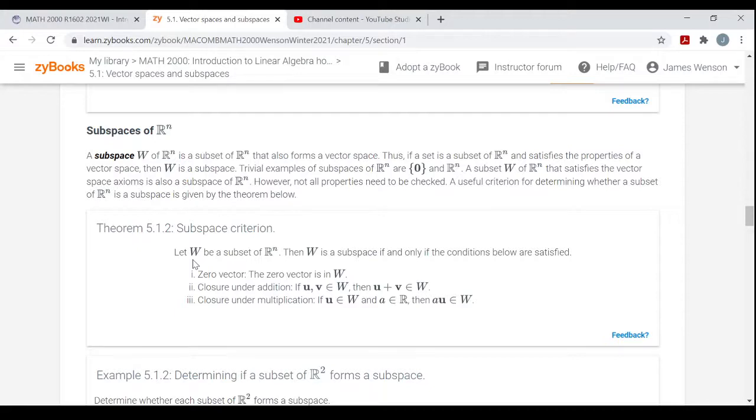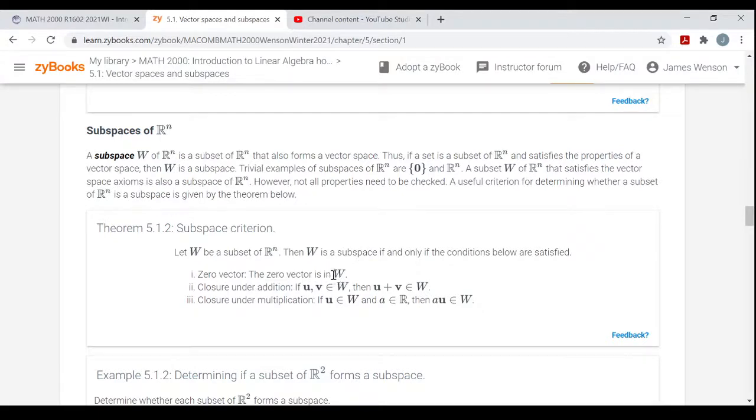So here's a theorem. Let W be a subset of Rn. Then W is a subspace, a vector space itself, satisfying all 10 properties, if and only if the following 3 hold. 1, the zero vector is in W.